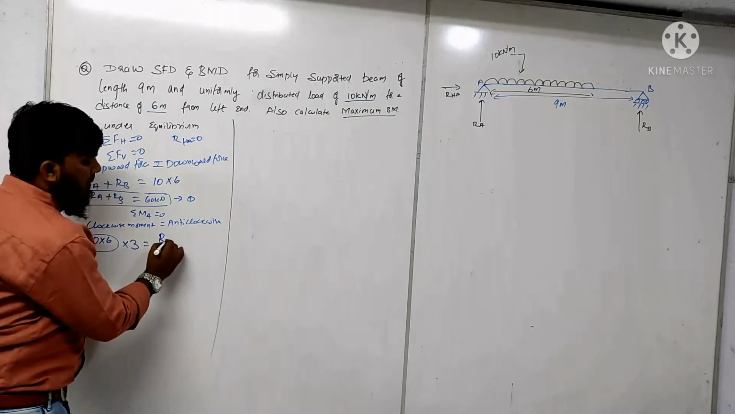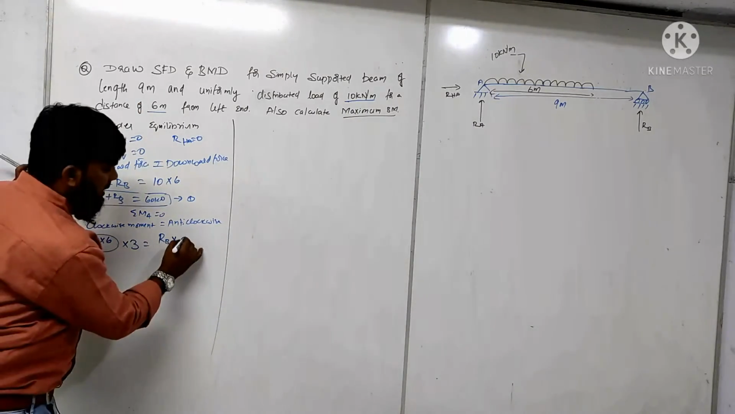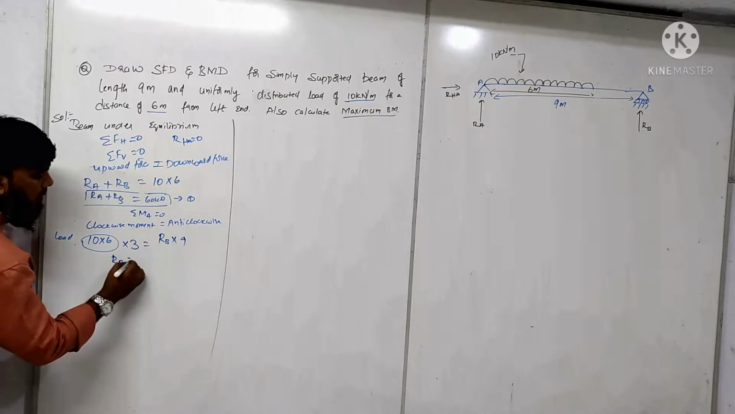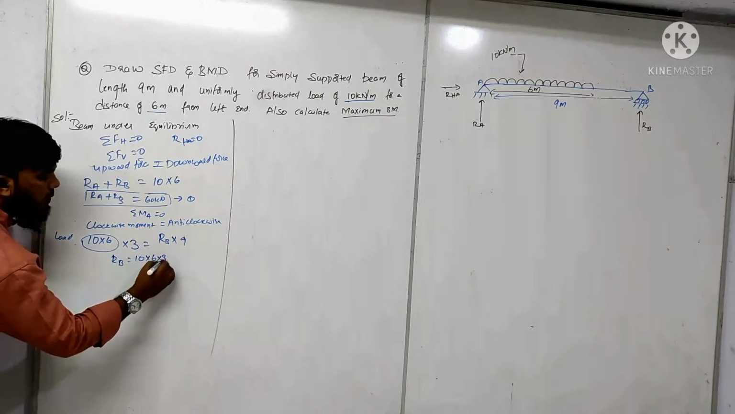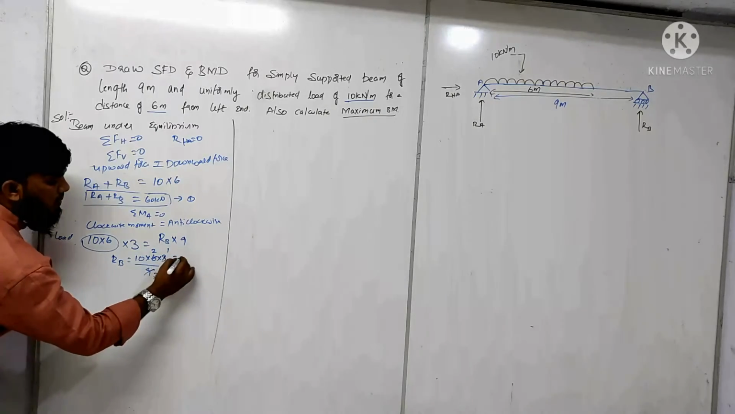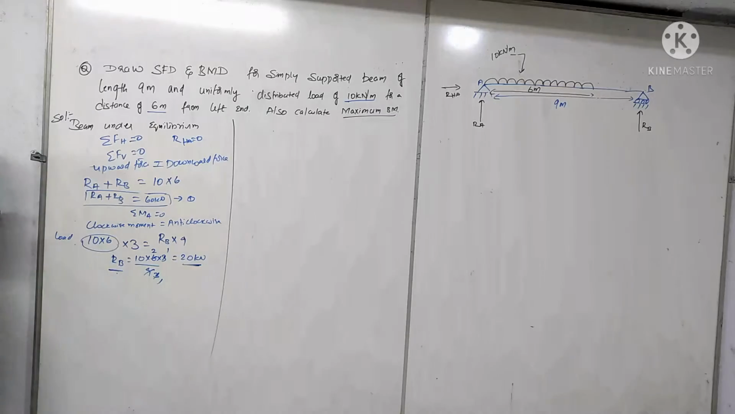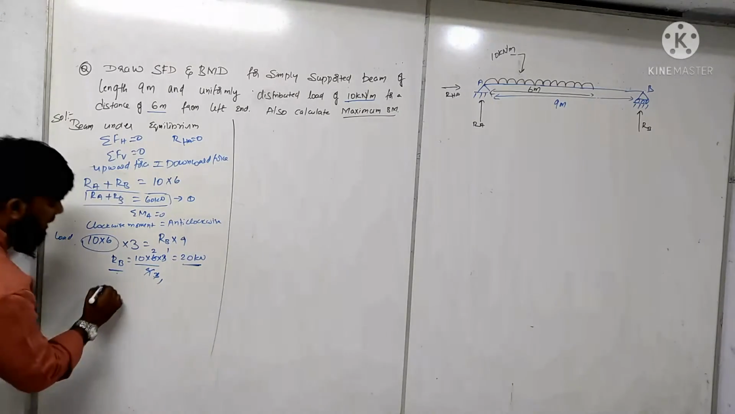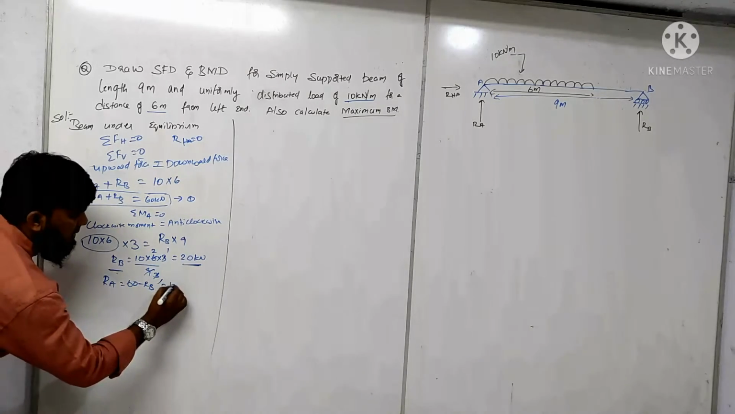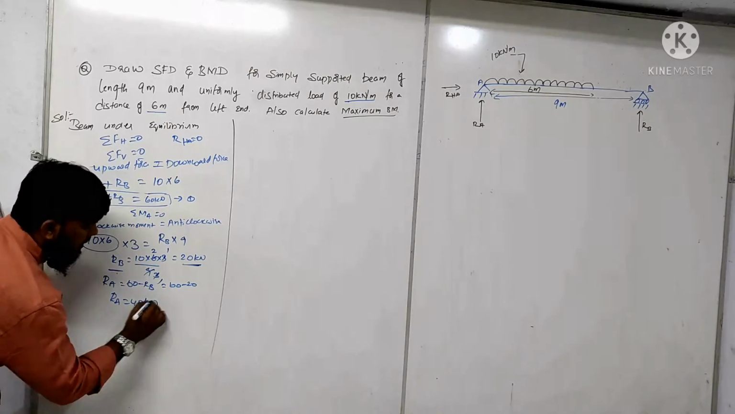That is RB into what is the total distance? The total distance is 9 units. Clear? So let us take RB is equal to 10 into 6 into 3 divided by 9. So the RB value we got, 20. Now RA is equal to 60 minus RB, that is 60 minus 20. RA is equal to 40 kilonewton.